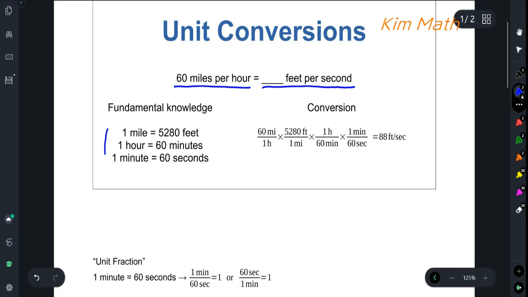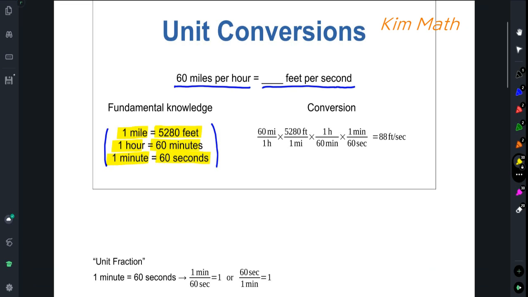If you already understand this relation, 1 mile equals 5,280 feet, 1 hour equals 60 minutes, and 1 minute equals 60 seconds, but still you have some trouble converting miles per hour into feet per second, this small lecture can be a help. This kind of unit conversion is frequently used in math and many fields of science.